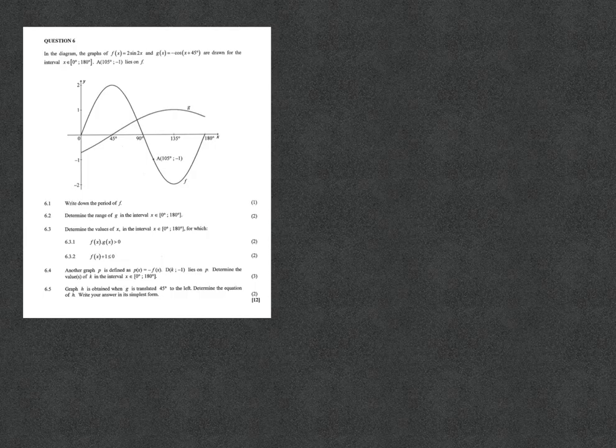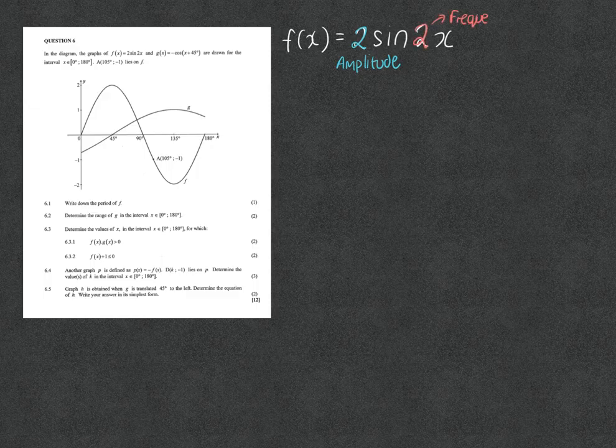So in the diagram, the graphs of f of x equals that and that are drawn in the interval. Okay, so just by approaching this, let's write out our graphs here. Let's just remember what all these values do. So what does this do? This affects the amplitude. Okay, and what does this do? This is the frequency of your graphs as well as affects the period.